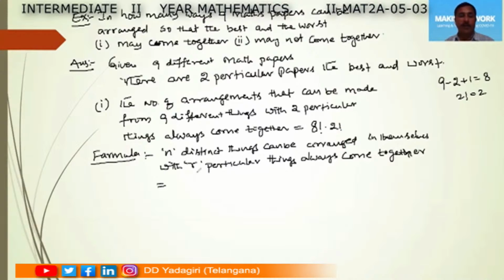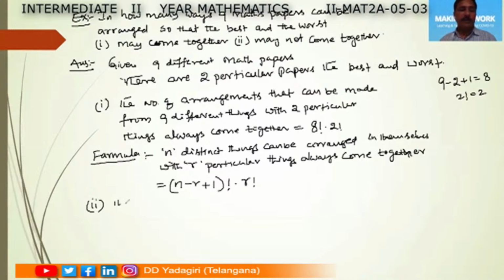That means first we have to remove those r elements from the given n elements and consider them as one unit. Now we add that. Now the total elements will be n minus r plus 1. Now these elements in themselves can be arranged in n minus r plus 1 factorial ways, and those particular r elements in themselves can be arranged in r factorial ways. Therefore, both the works in succession, by using the fundamental principle, can be done in n minus r plus 1 factorial into r factorial ways. So here in this above problem, n is given as 9 and the particular things r is given as 2, right?